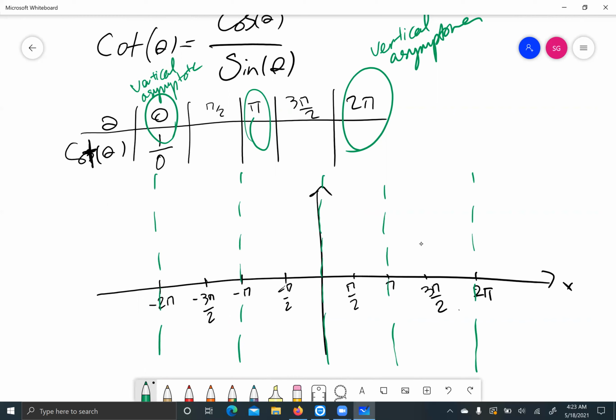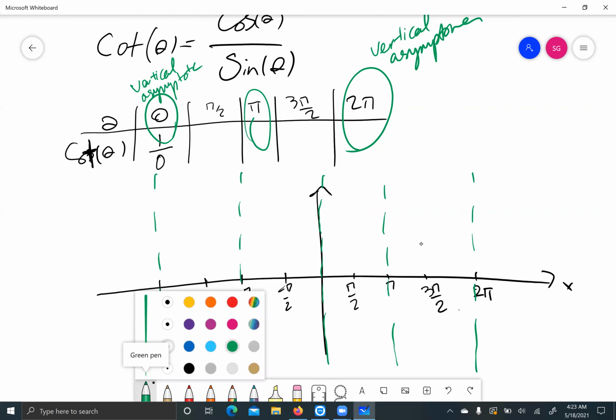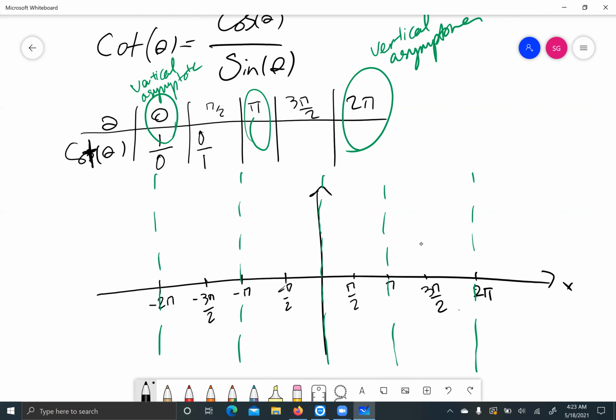And then, for example, at pi over 2, cosine is 0, sine is 1. So that gives me the 0. And here is 0. You can try more values. So here is 0, here is 0, here is 0, here is 0. I recommend you try more values to see that the graph is like this.